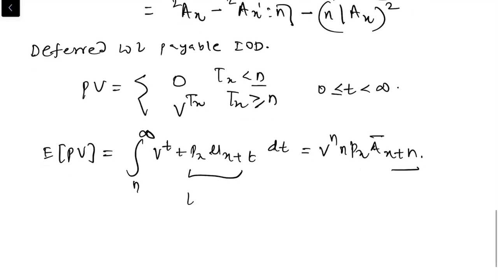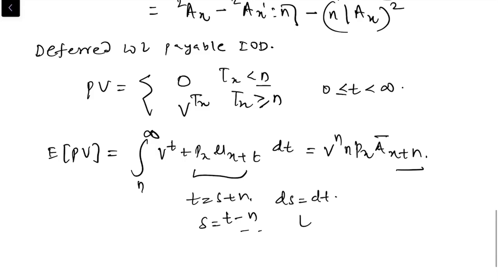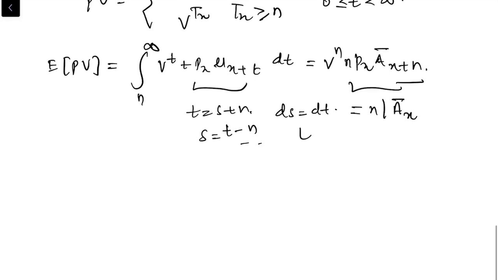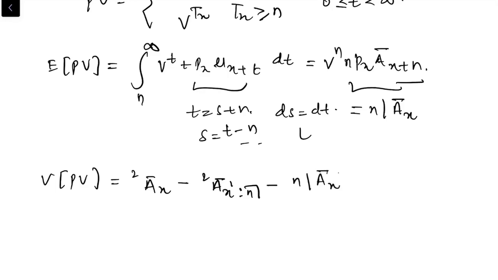Okay, you can substitute t equals s plus n and then s equals t minus n, then you can change the limit, and this is ds equals dt. This is how you can integrate, you will basically arrive here. Okay, so now we can write this as n deferred A-bar x. Okay, now the variance of the present value is 2Ax. You can derive this on your own, I'm just going to write the result directly, minus 2A-bar x' n minus n deferred A-bar x. All right, so this is all about whole life assurance, deferred whole life assurance.